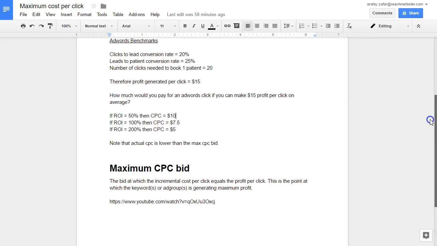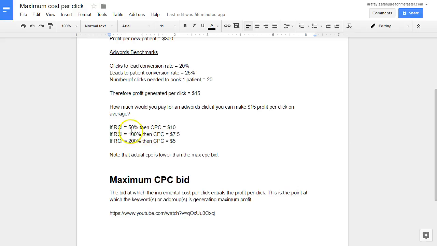So 40,000 is going to be the gross profit minus the advertising cost. It will be 20,000 if you're spending 20,000 on AdWords per year at 100% ROI. And if you are really conservative, then you will go with 200%, that you want basically double the amount of net profit that you are spending on AdWords. So if you are spending 10,000, you want $20,000 profit.